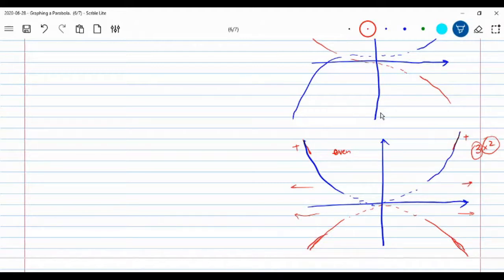So if the leading term is something to an even power, like 3x to the power 4 or 4x to the power 8, you always have these two cases. You'll have something like that or something like that. We don't really know what happens in the middle, but at the ends the graph looks like this parabola shape. When is it upward? When the leading coefficient is positive. When is it downward? When the leading coefficient is negative.